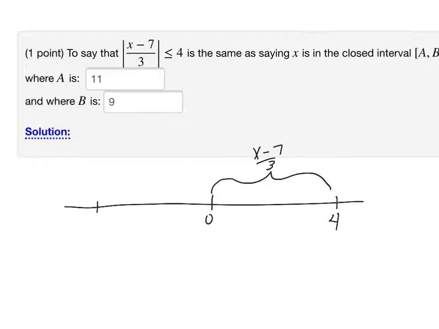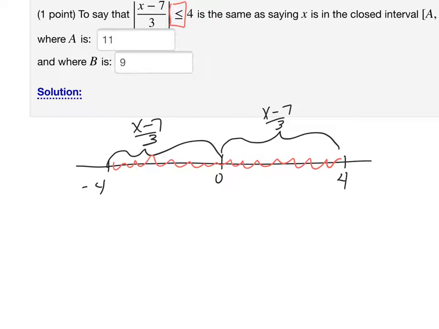And so it's the positive 4. But also, if I do the x minus 7 divided by 3, it can be a negative 4 because that also gives me a distance of 4. But because it is less than or equal to, that means any of the things in this region will also be okay to use for numbers. So if I took my number, subtracted 7 divided by 3, and I ended up with negative 3, that's fine because the absolute value of negative 3 is less than 4.